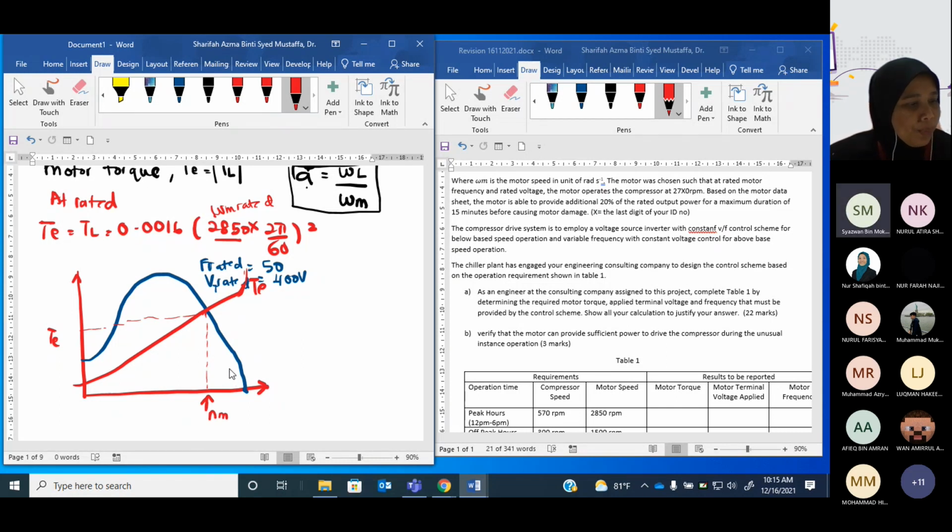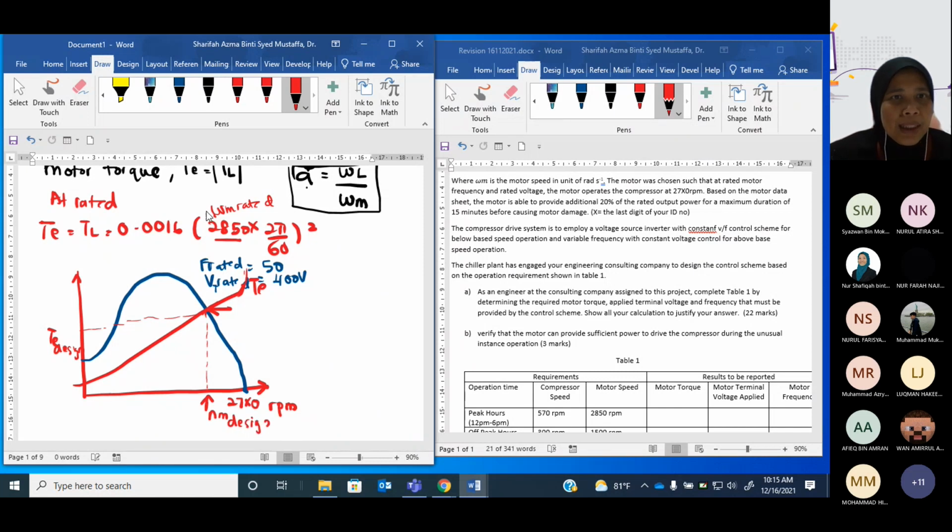Because of the information given, at rated frequency and rated voltage, the steady state point, the compressor speed is 27x0 RPM. And from here you can calculate the TE. So this TE we cannot call TE rated, this is TE design. We name it design, this is NM design.